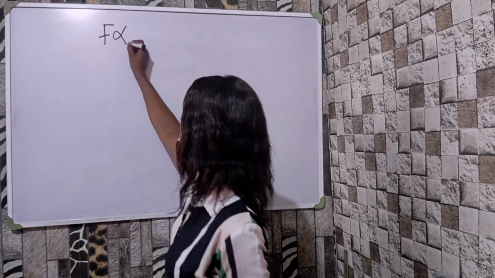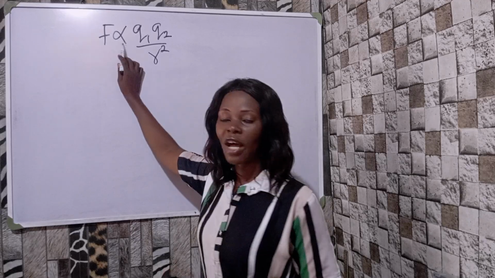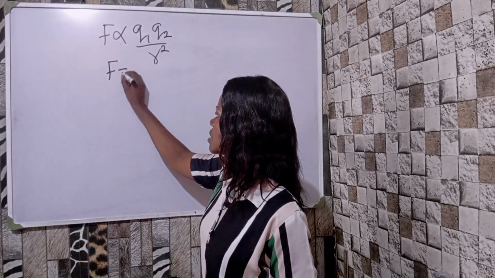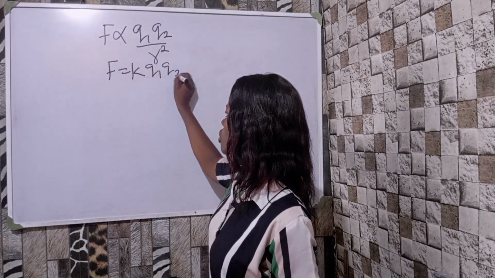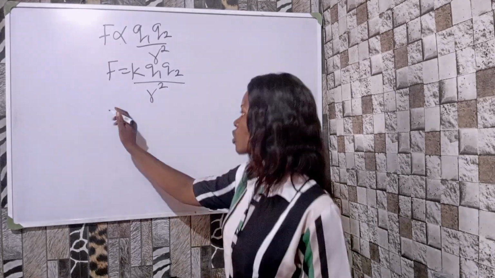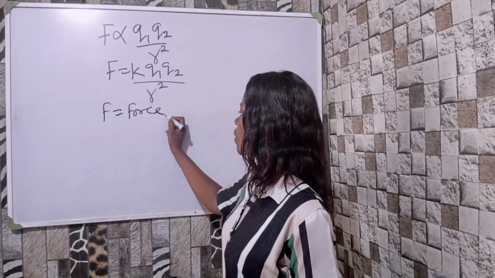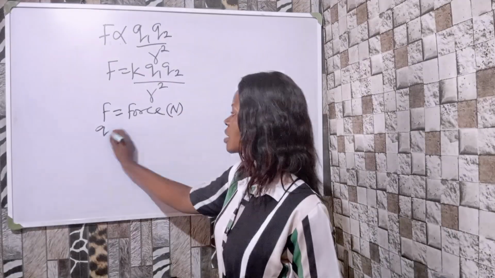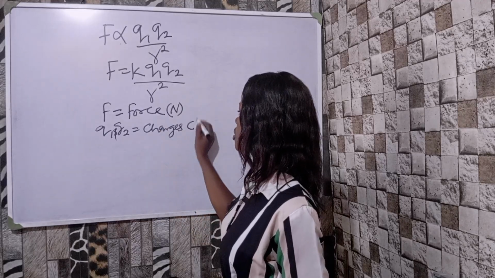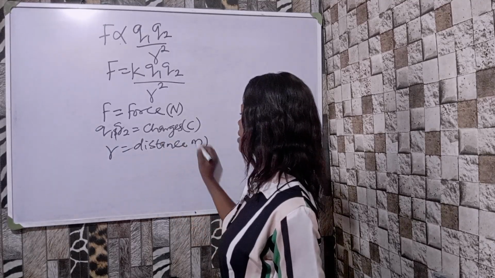From Coulomb's law, we have that F is directly proportional to Q1 Q2 over r squared. We have to remove this proportionality sign and introduce a constant by saying that F is equal to kQ1Q2 over r squared. So let us state what these parameters mean. The magnitude of the force F is measured in newtons. Q1, Q2 are charges measured in coulombs, and r is distance measured in meters.